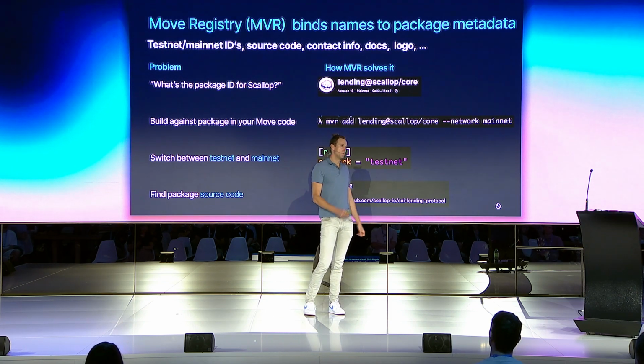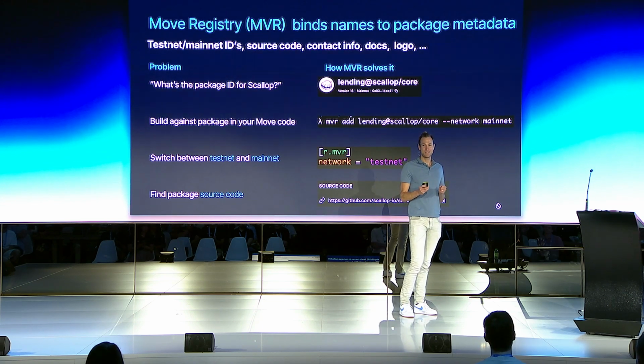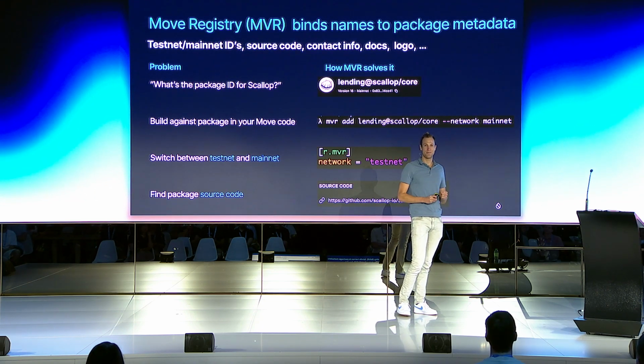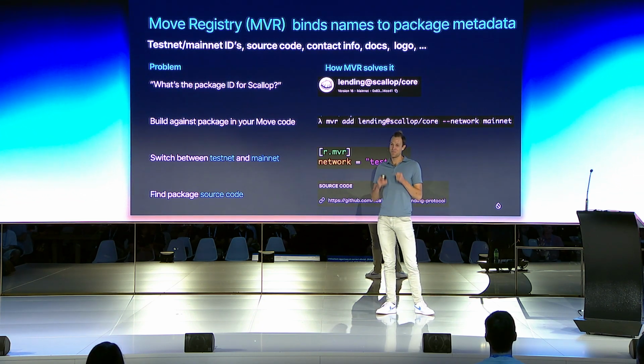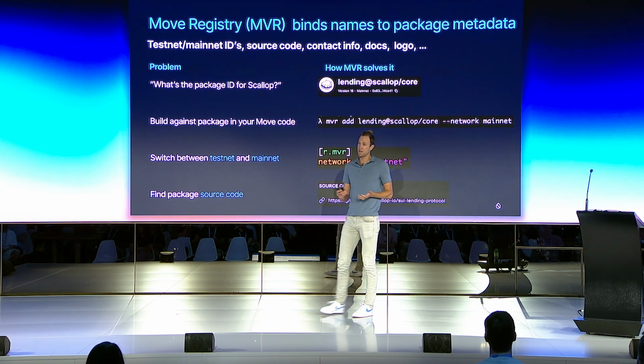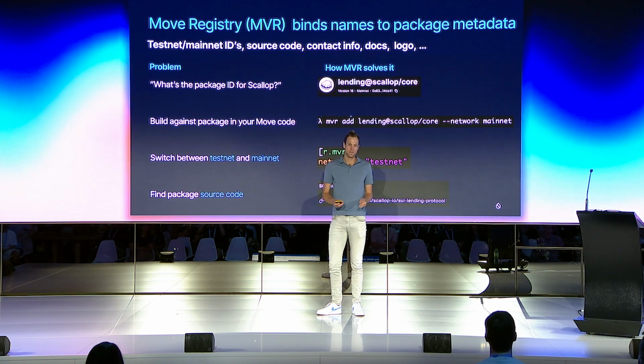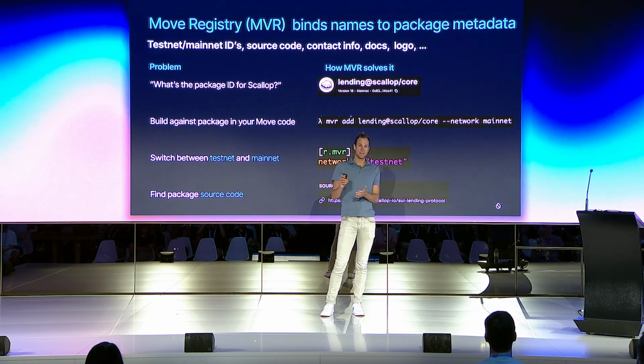So here's a couple of the problems that you can solve with Move Registry that you couldn't before. I'm going to feature Scallop very prominently here because Scallop has done a great job of putting all their packages in Move Registry. If you want me to shill your code, get in Move Registry, and you'll definitely be up next. So if you have a question like, what's the package ID for Scallop? MVR solves this. You have the ID, you bind it to a name like lending@scallop-core.